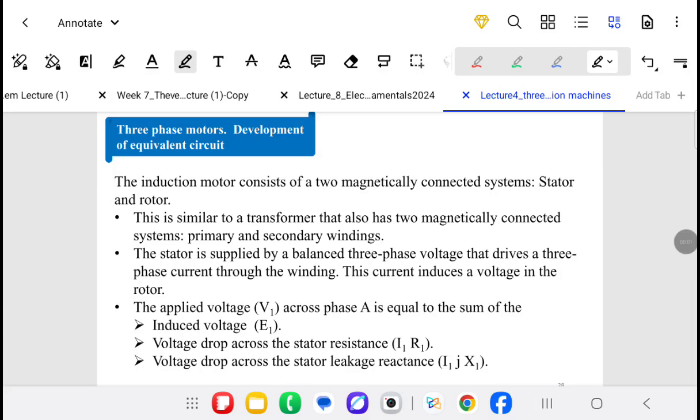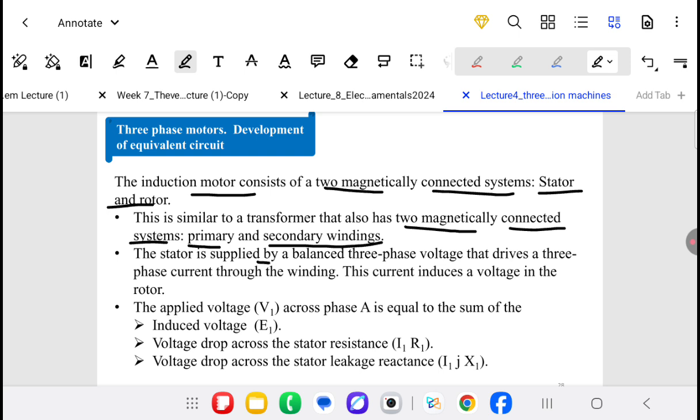Now we'll develop the equivalent circuit for three-phase induction motor. The three-phase induction motor consists of two magnetically connected systems, the stator and the rotor. This is similar to the transformer that has also two magnetically connected systems, the primary and the secondary windings.